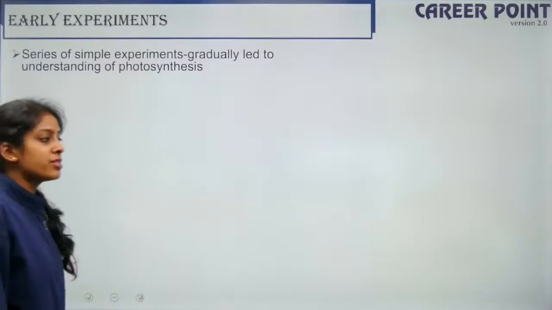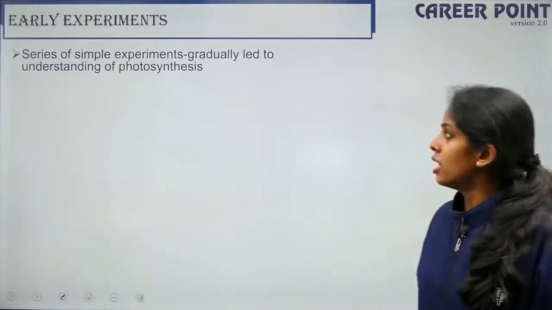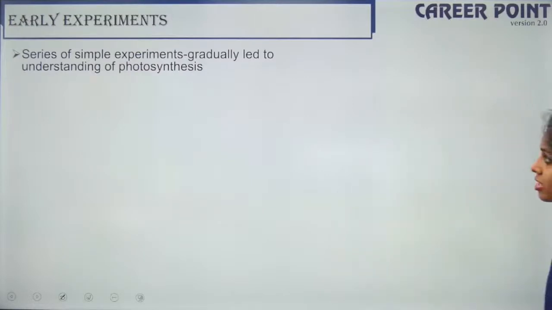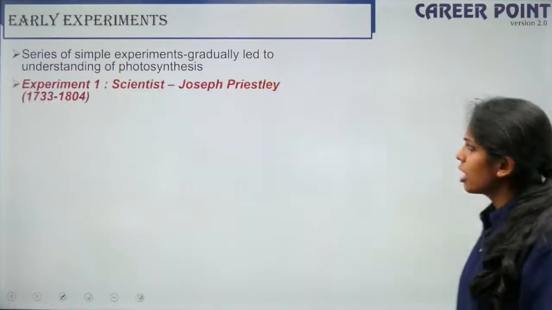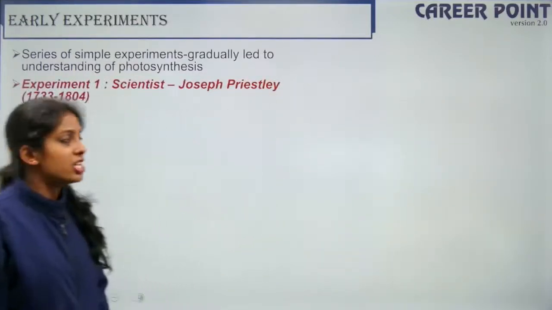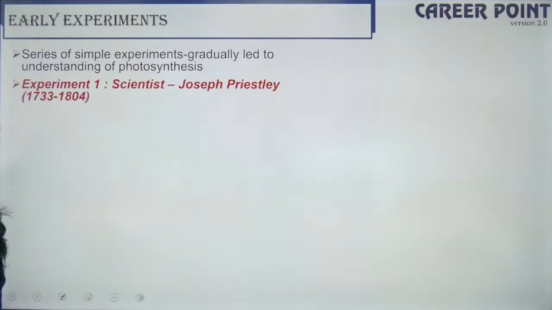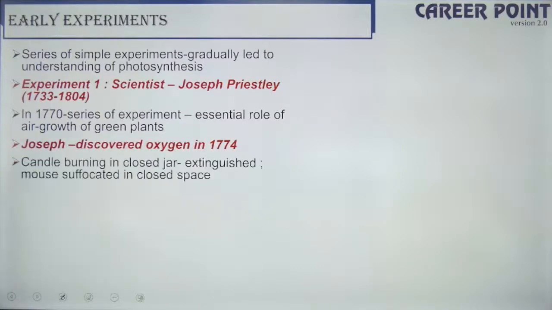So apart from this, now we have a series of experiments. A series of simple experiments gradually led to the understanding of photosynthesis. So experiment 1, you had scientist Joseph Priestley. He was the first scientist, and he also discovered oxygen. Alright, in 1770 he did a series of experiments in which the essential role of air in green plants was revealed. Okay, so he discovered oxygen for us.